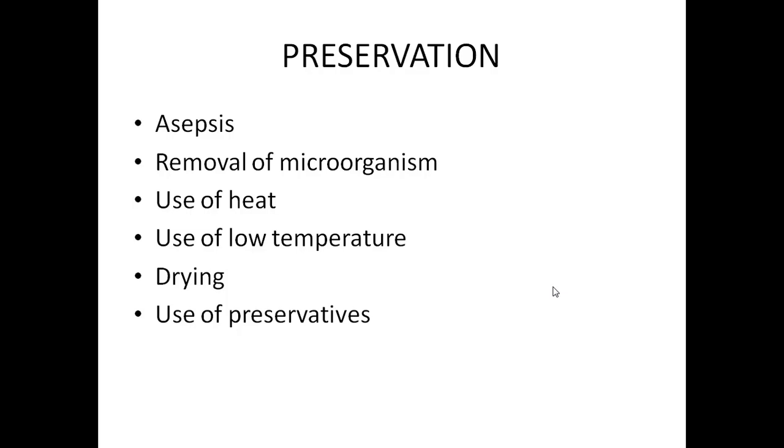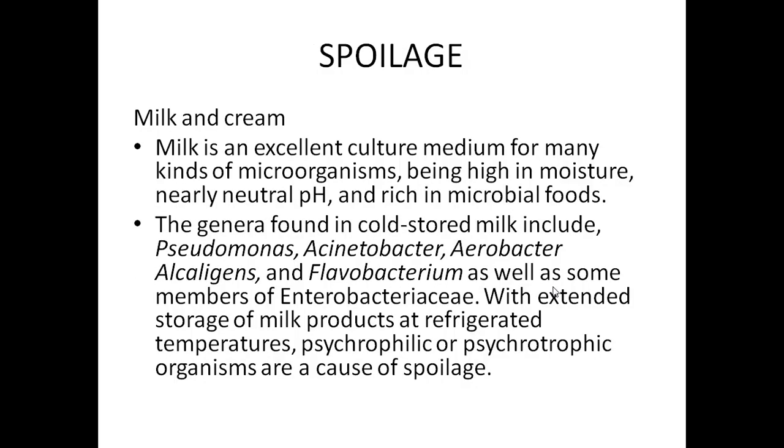Next is the use of heat. By the use of high temperature you can remove the microorganisms. In milk, pasteurization is mainly used to remove or inhibit bacteria. The use of low temperatures, around 4 degrees centigrade, is also used. Next is drying, and next is the use of other preservatives.